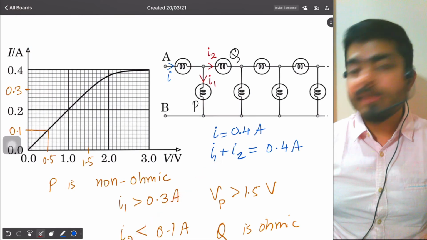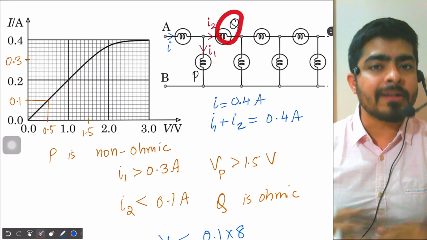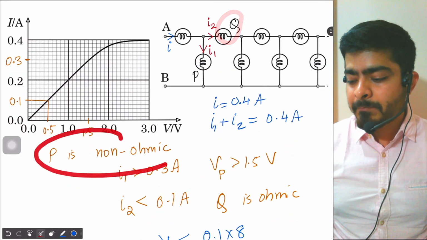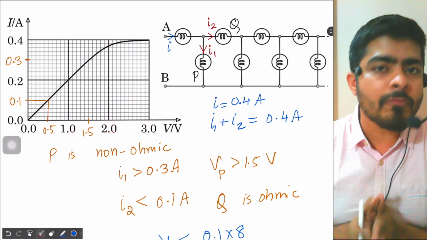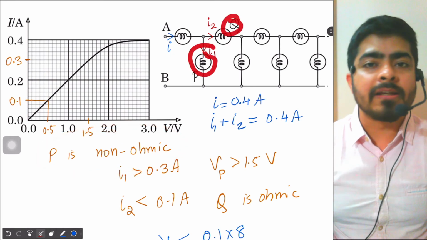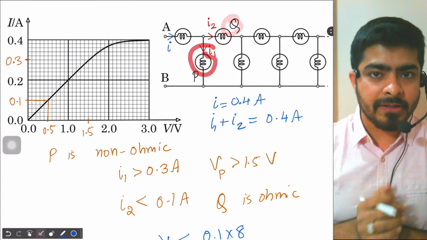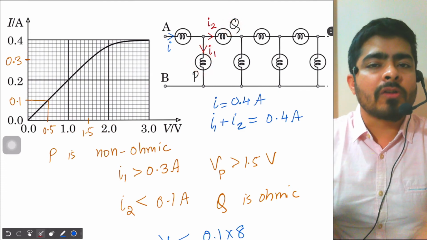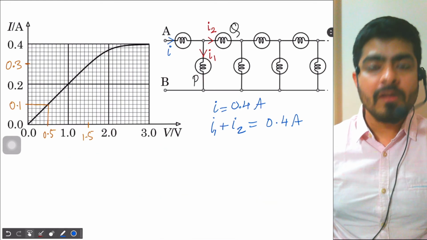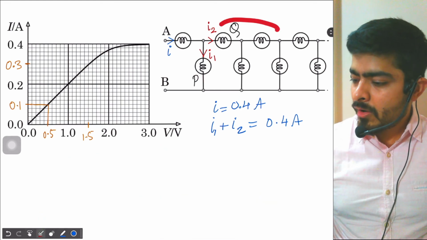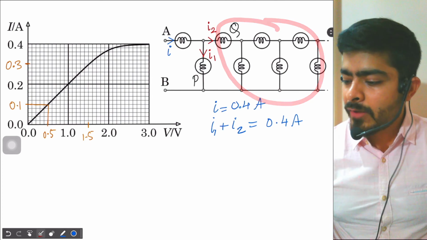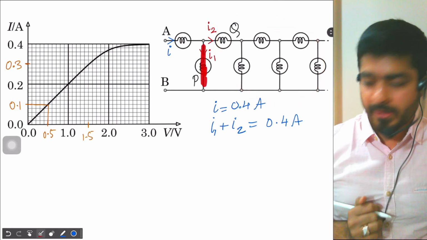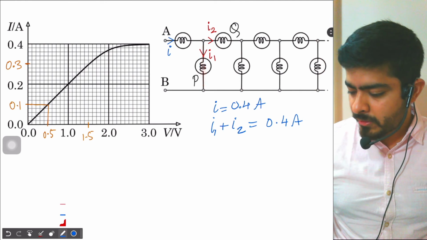So our first assumption was that Q is non-ohmic, that was wrong. Second assumption was that P is non-ohmic, and again that was wrong. So that means we are left with only one option. Q and P both are ohmic. So we solve according to that. So we already know that this is equal to 8 ohms for ohmic condition, and now we know that P should also be ohmic. So we could redraw the circuit.